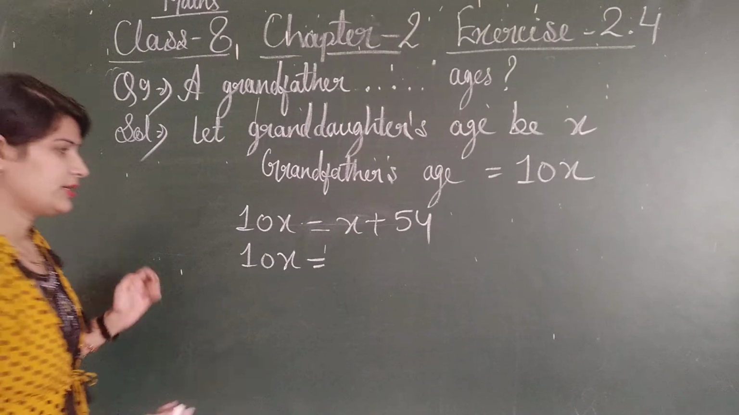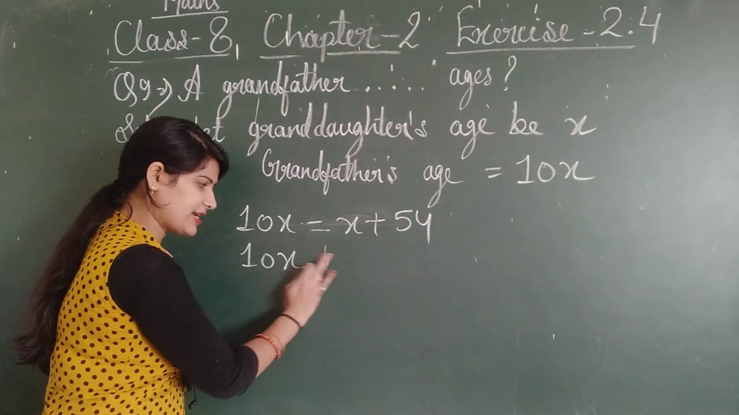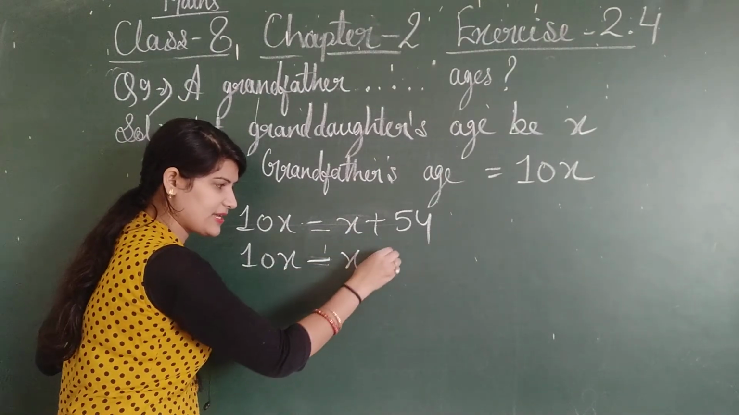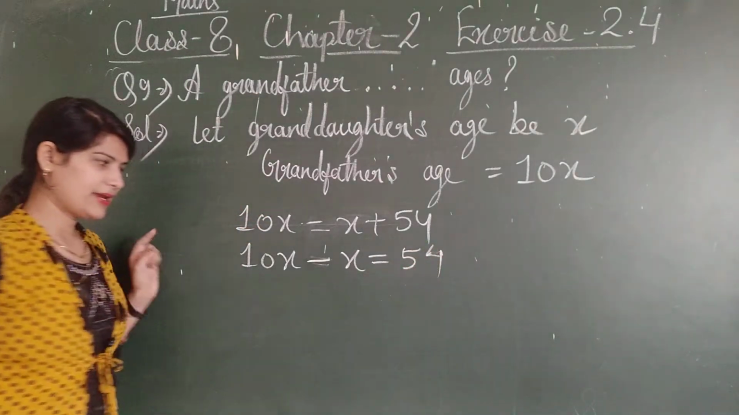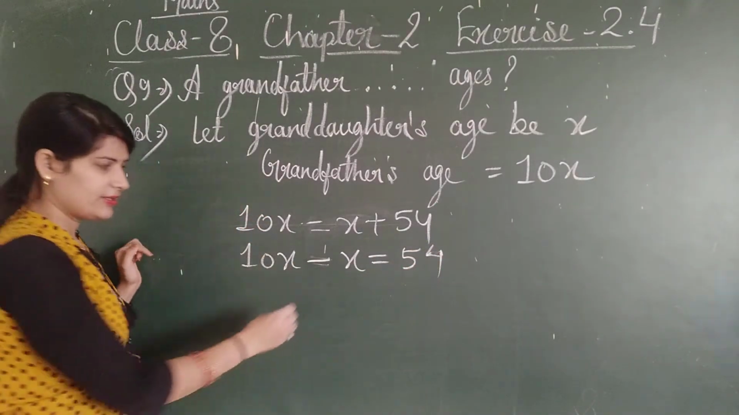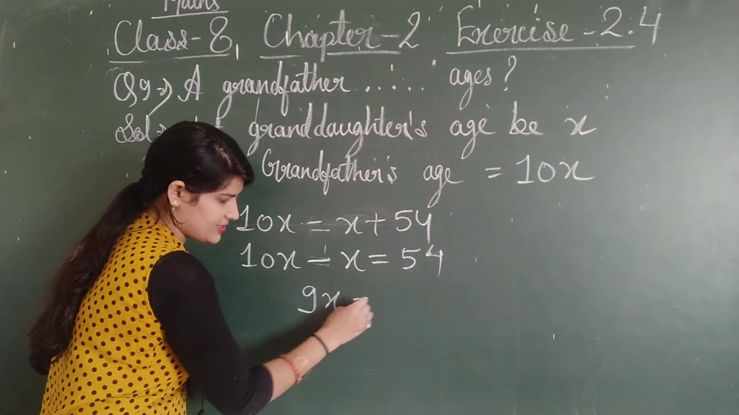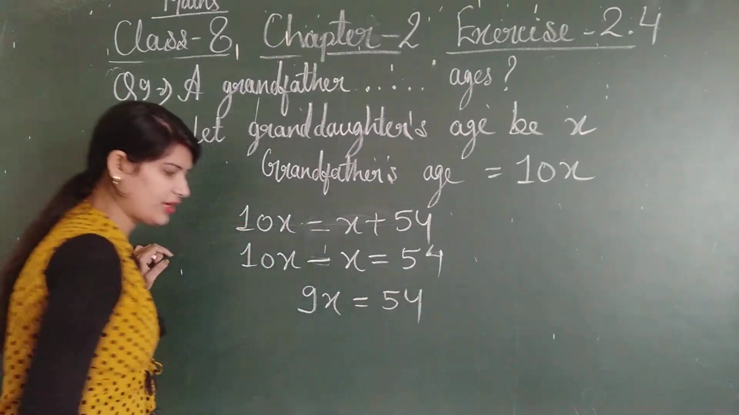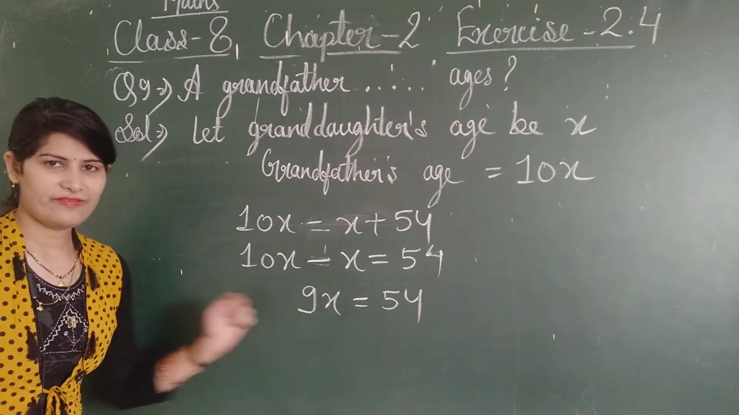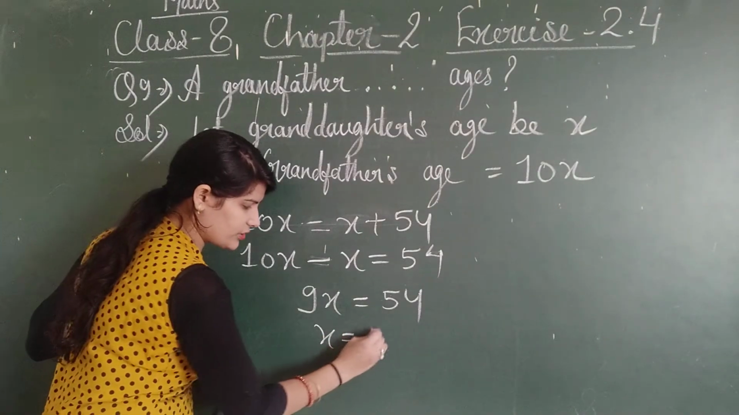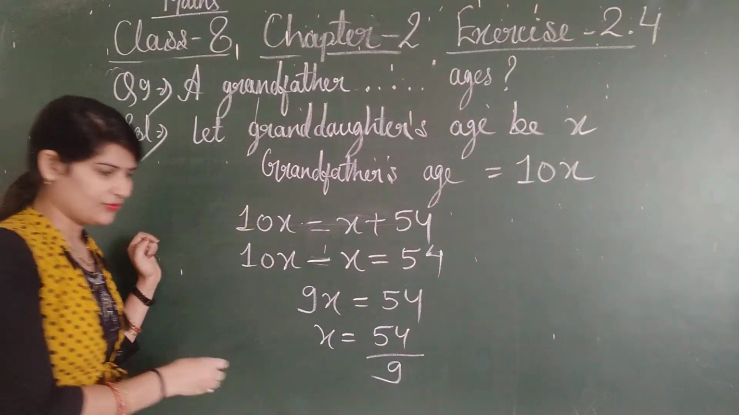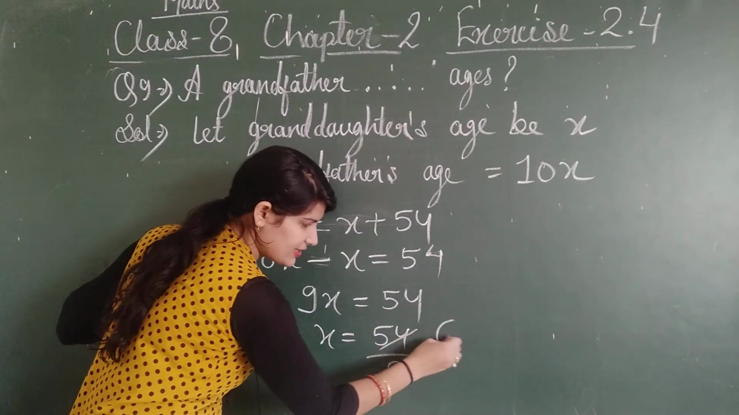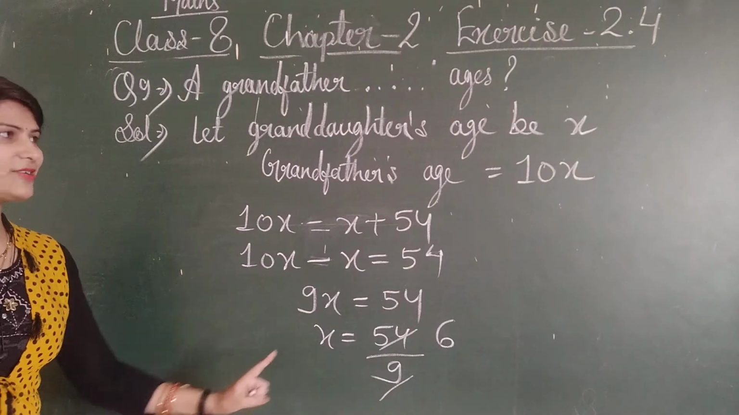Now what? x will transfer to that side. You will get 10x minus x equal to 54. Now 10x minus x, you will get 9x equal to 54. Now 9 will transfer to division. You will get x equal to 54 upon 9. So 54 divided by 9, you will get 6. Right? So x is equal to 6.